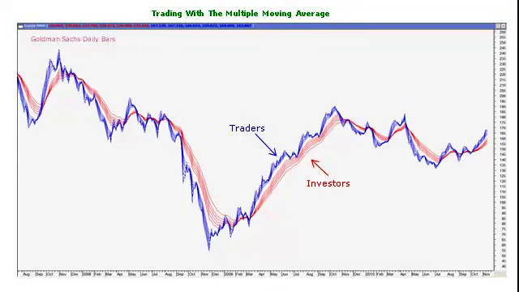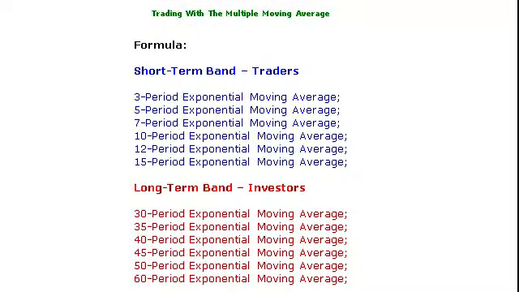As you can see here, we've got a trend in place, and you can see how the traders are driving the price up and down. Now, for anybody who's interested in how these are put together, it's pretty simple really. For the short-term band, we've got a 3, 5, 7, 10, 12 and 15 moving average. And really it's 3 weeks and 3 half weeks. For the longer term band, we've got 30, 35, 40, 45, 50 and 60.